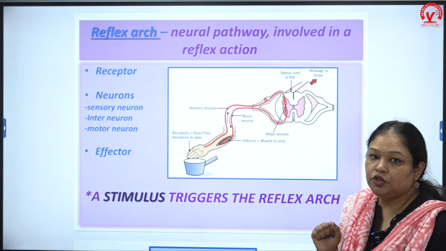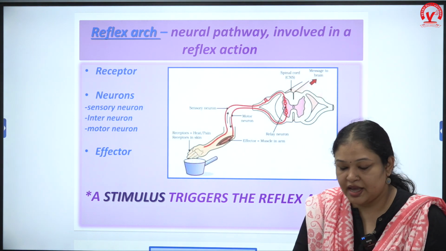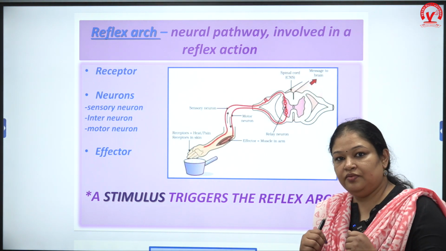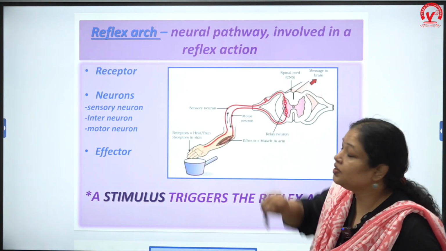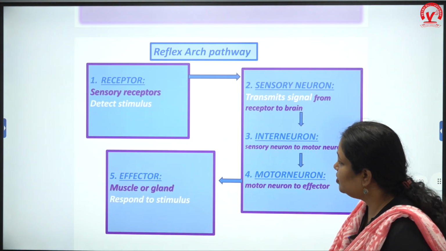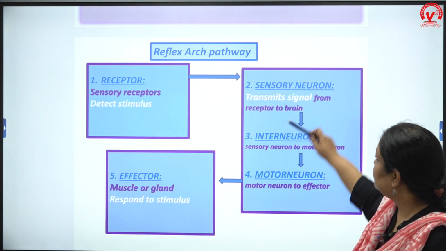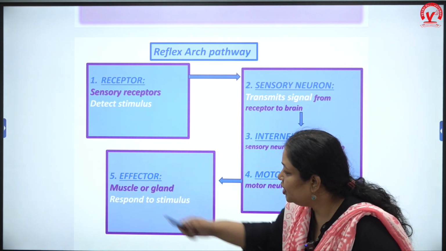So immediately we withdraw. Like I said, when we touch something very hot, we immediately take our hand away, and there is a reflex. That happens because we have the reflex arc. That is a pathway. So what happens? There is a receptor and then there is a sensory neuron, interneuron, motor neuron, and then we have the effector.